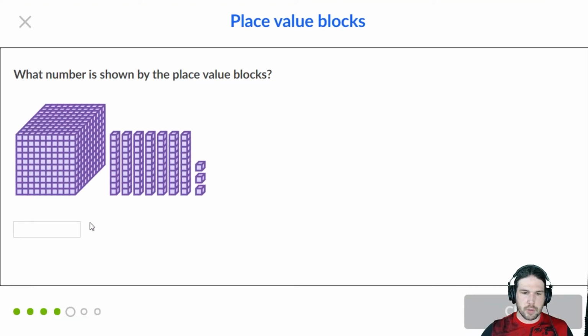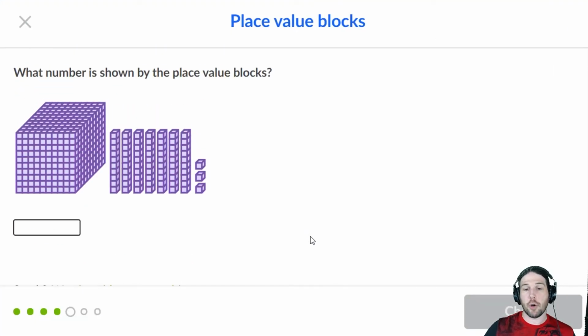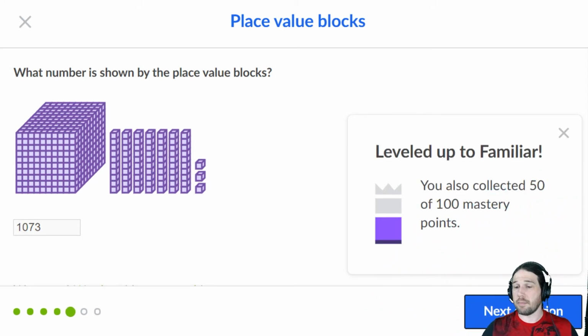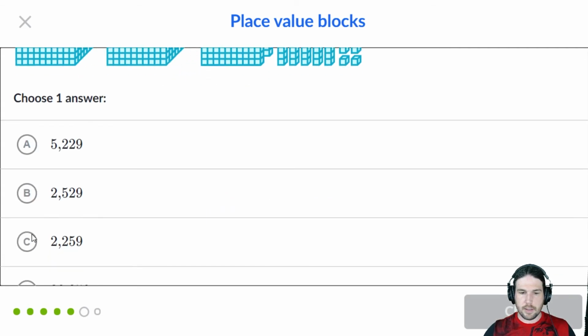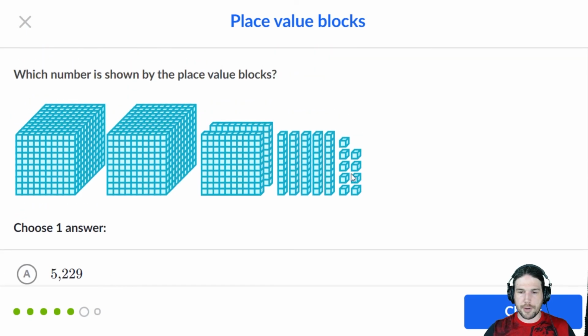What number is shown here? Again, very important to note that there is a 1,000 block, but no hundreds blocks. There are 1, 2, 3, 4, 5, 6, 7 ten blocks and 3 unit blocks. 1,073. Here we have 2,200, 1, 2, 3, 4, 59. 2,259.